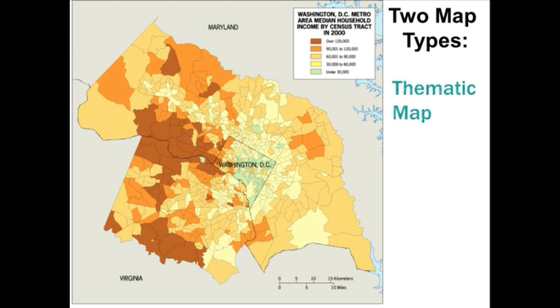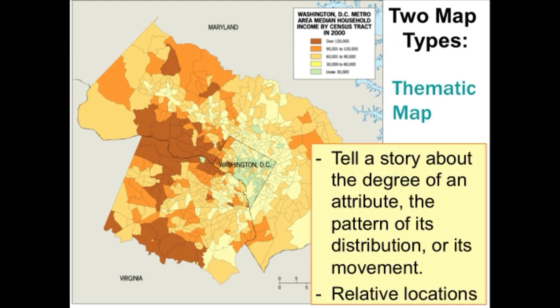The other kind of map is a thematic map. A thematic map will tell you a theme, a story about the degree of an attribute, the pattern of its distribution, or its movement. So we're looking at relative locations here. This map, talking about the Washington, D.C. metro area, shows the median household income by census tract. So it's telling you the relative wealth. You can see clearly in this map where you see it in green, where you have poorer neighborhoods or lower income areas, and then you can see where it gets darker to the red, where you can see the higher income areas. Again, the idea is to give you a theme, tell you a story.